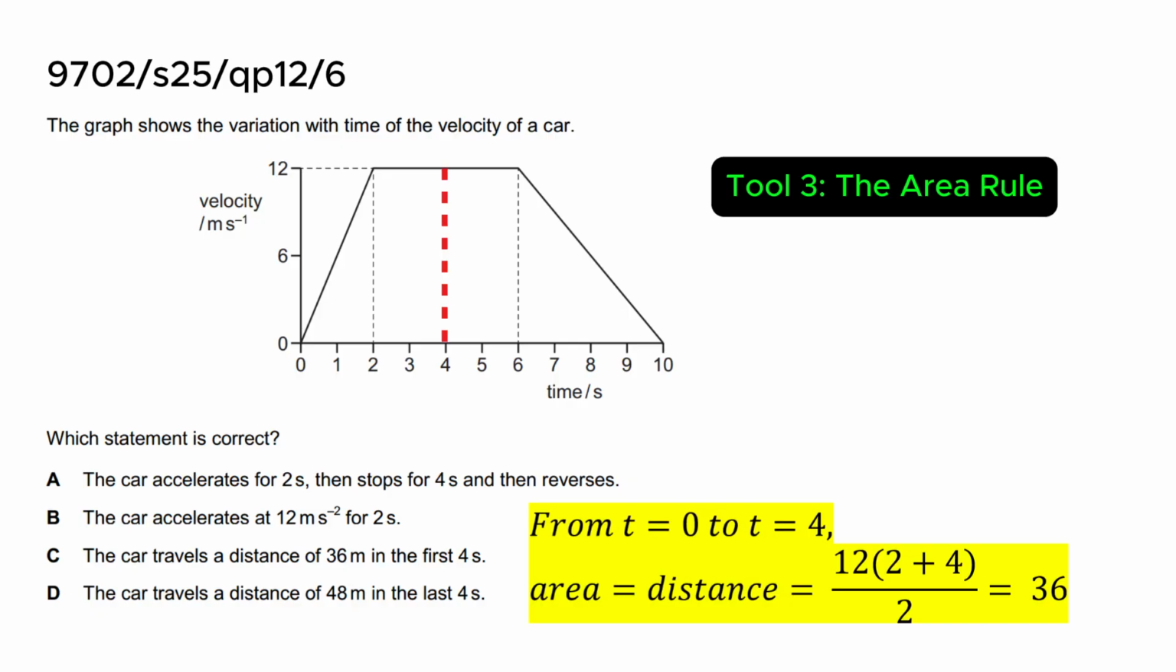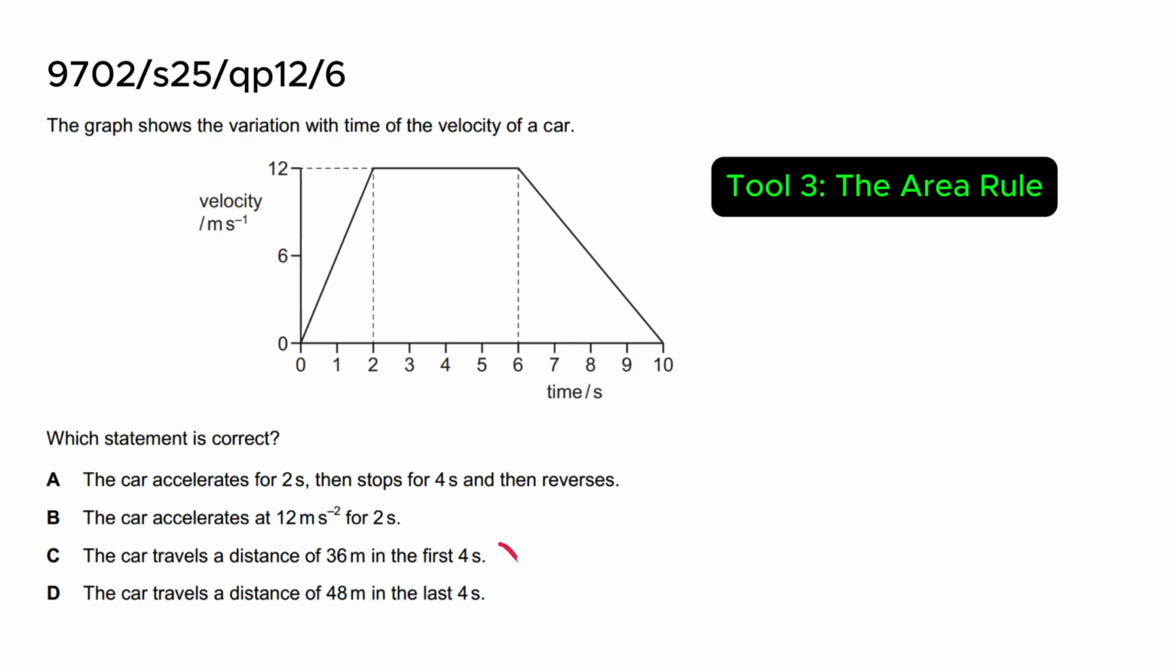We calculate the area under the graph from t equals 0 to t equals 4. The area of the trapezium is 36. So it is true that the car travels 36 meters in the first 4 seconds. Option C is correct. Just to be safe, why is D wrong?